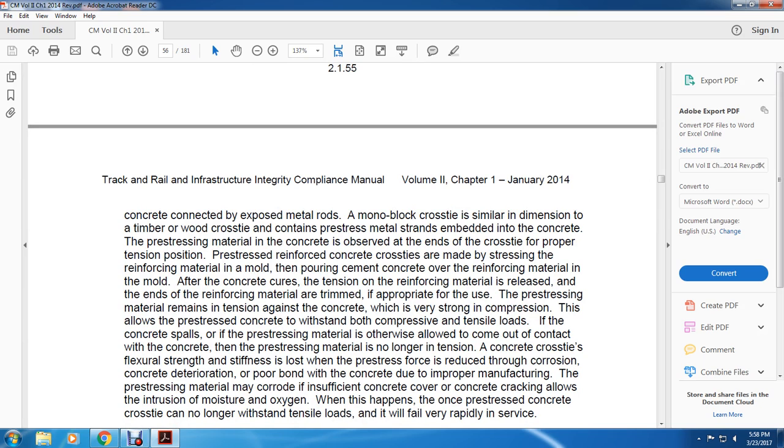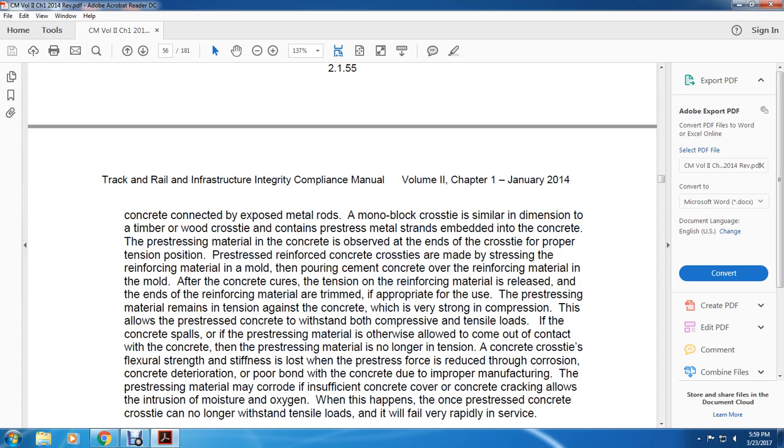After the concrete cures, the tension of the reinforcement material is released, and the end of the reinforcement material is trimmed. The pre-stressing material remains in tension against the concrete with very strong compression. This allows the pre-stressed concrete to withstand both compressive and tensile loads. If the concrete spalls and the pre-stressing material is otherwise allowed to come out of contact with the concrete, the pre-stressing material is no longer in tension. The concrete cross tie's full strength and stiffness is lost when the pre-stress force is reduced by corrosion.